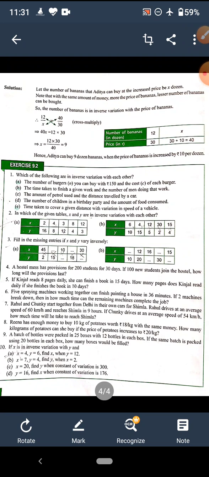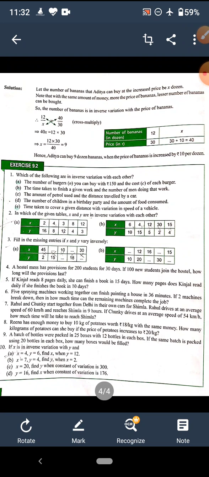Which of the following are in inverse variation with each other? A. The number of burgers which you can buy with 150 rupees and the cost. So definitely they are indirectly related with each other. Why? If the cost increases, you can purchase less number of burgers, and if the cost decreases, you will purchase more number of burgers with 150 rupees.